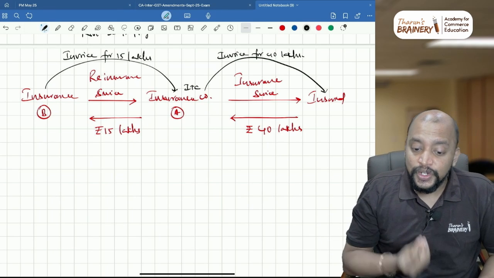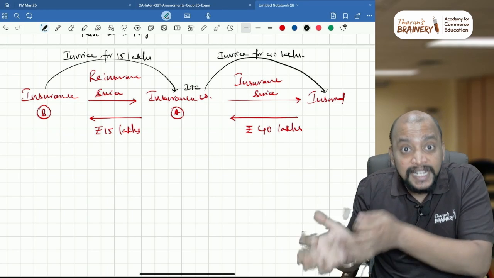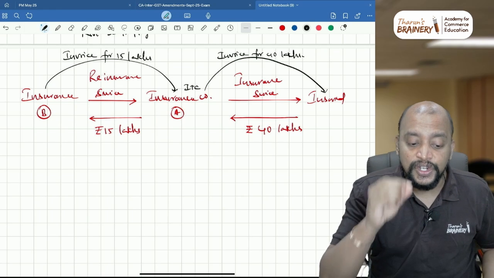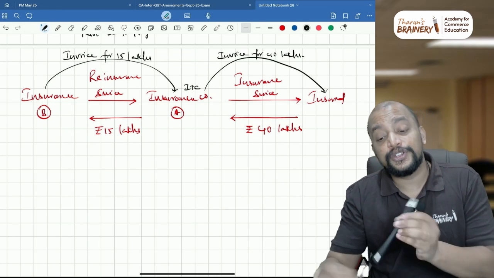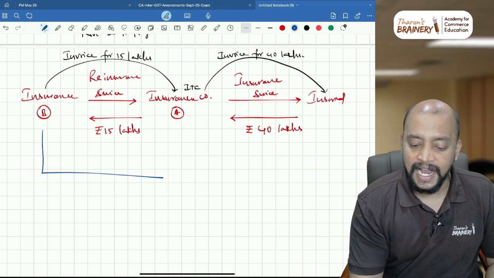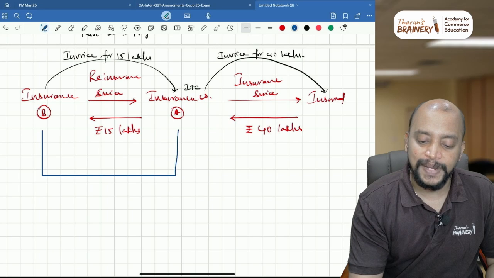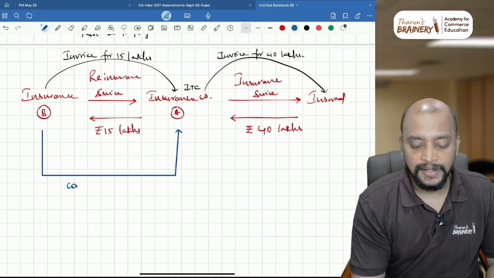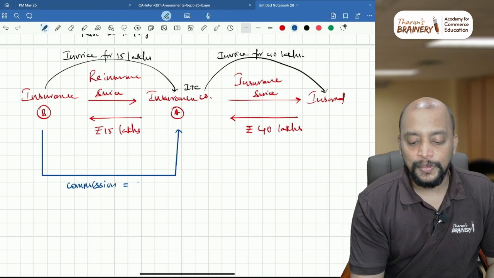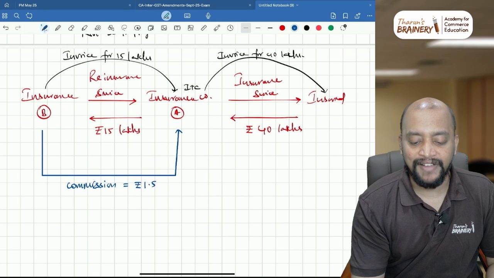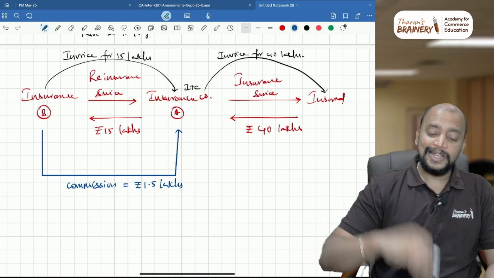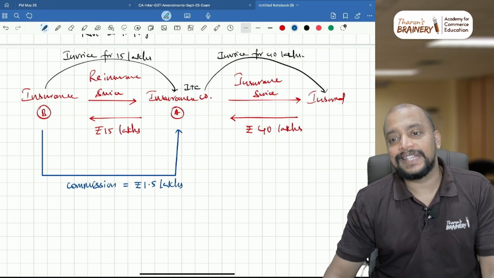But here insurance company A is bringing them the business. To whom? Insurance company B. That means the commission has to be paid by insurance company B to insurance company A. How much is that commission? Say 1.5 lakhs is given as commission. Got it? On that, insurance company A should pay GST.